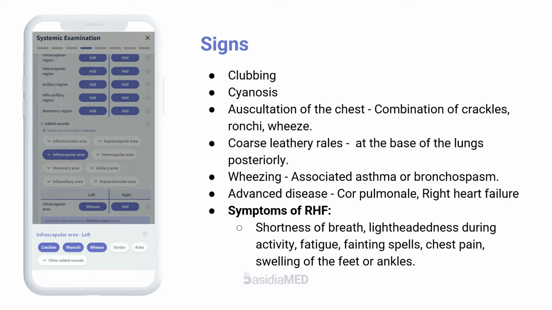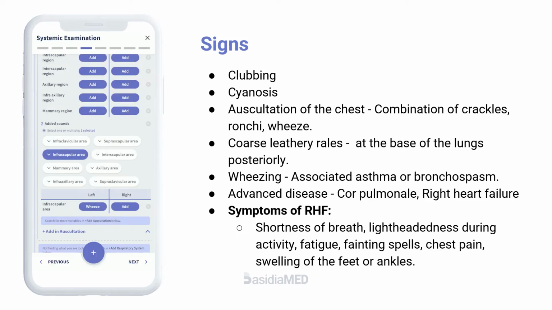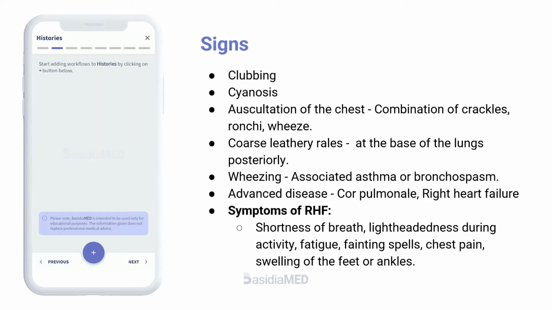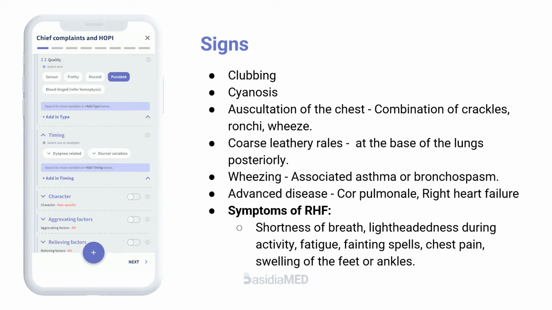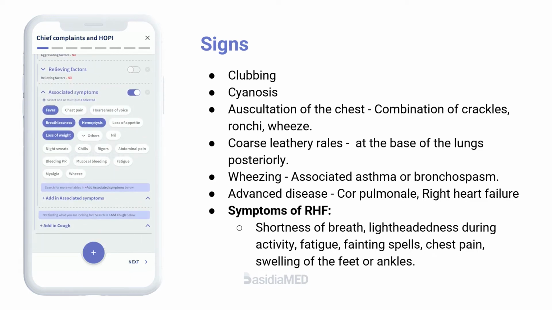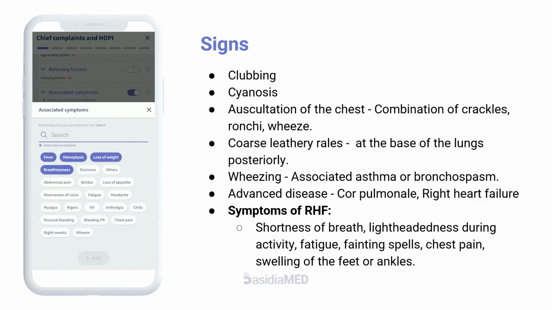In case of advanced disease, with chronic hypoxemia, the patients may develop cor pulmonale and right heart failure. Symptoms associated with right heart failure include shortness of breath or lightheadedness during activity, fatigue, fainting spells during activity, chest pain, and swelling of the feet or ankles.